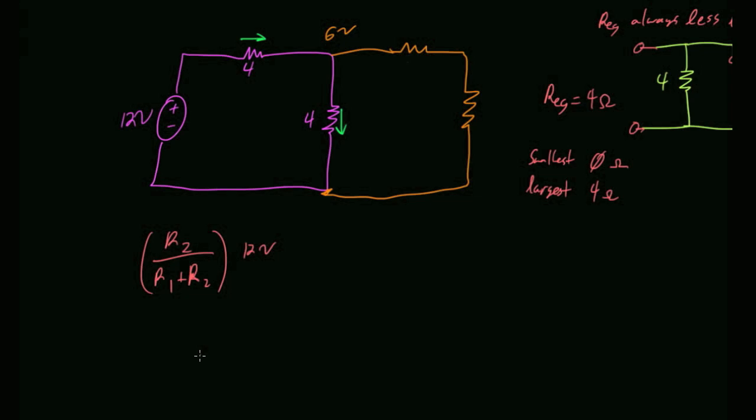And what's the biggest R2 can be? No, R2 can't be infinity. The biggest R2 can be is 4. So if R2 is 4, then you're back to 6 volts. So this number has to be somewhere between 0 and 6 volts, depending on what you put here. So it had to go down. There's no way it could go up. It's not bad, right? No math, just thinking.